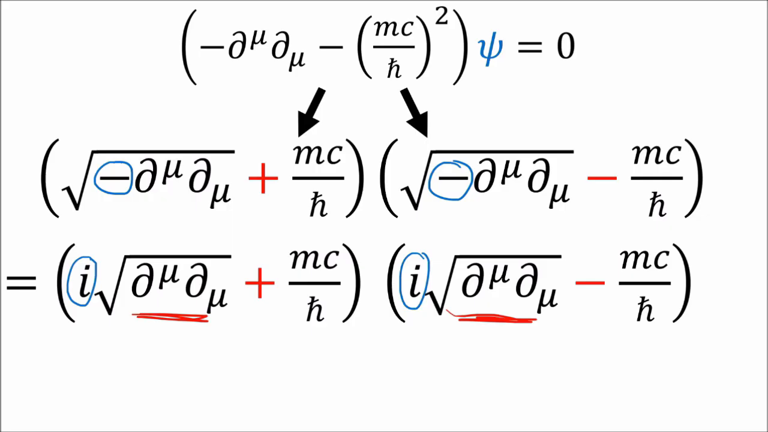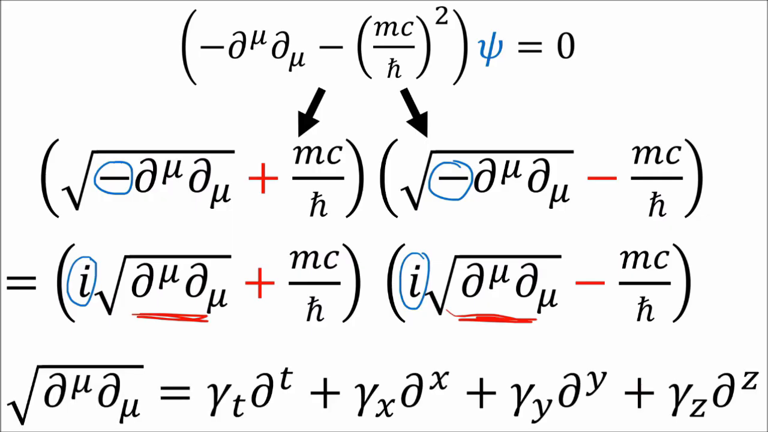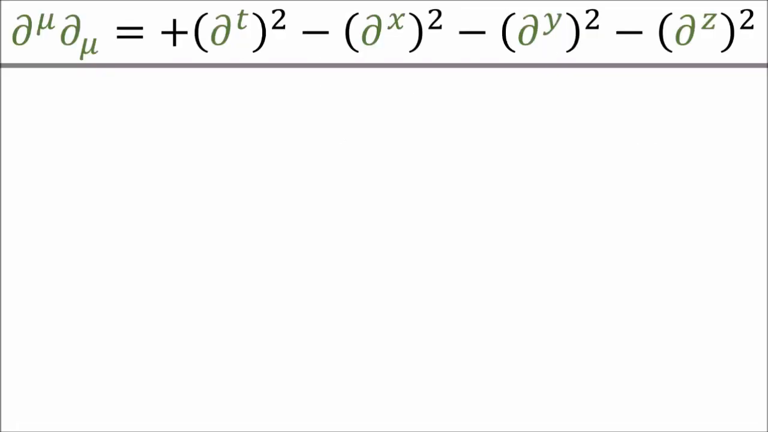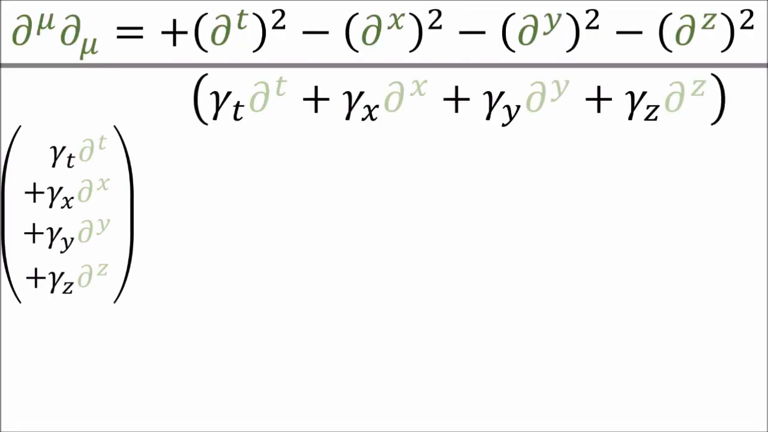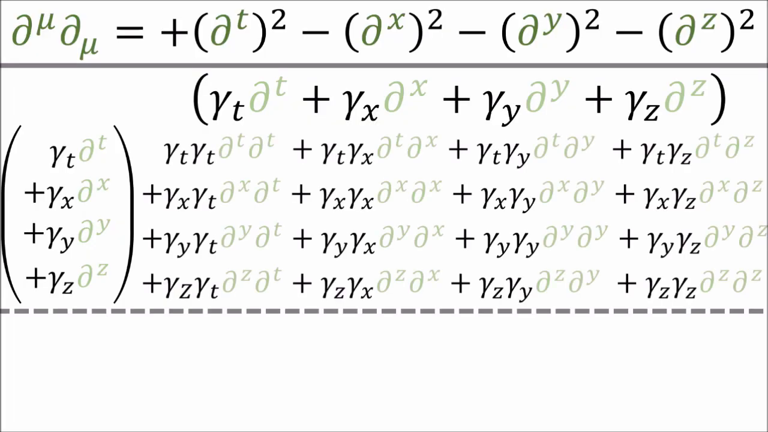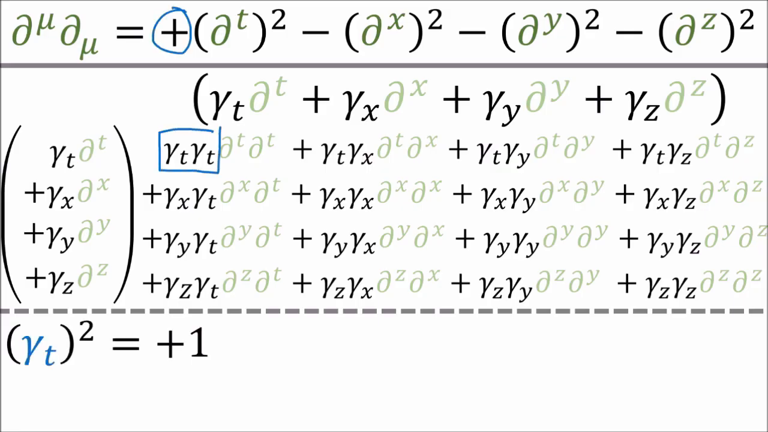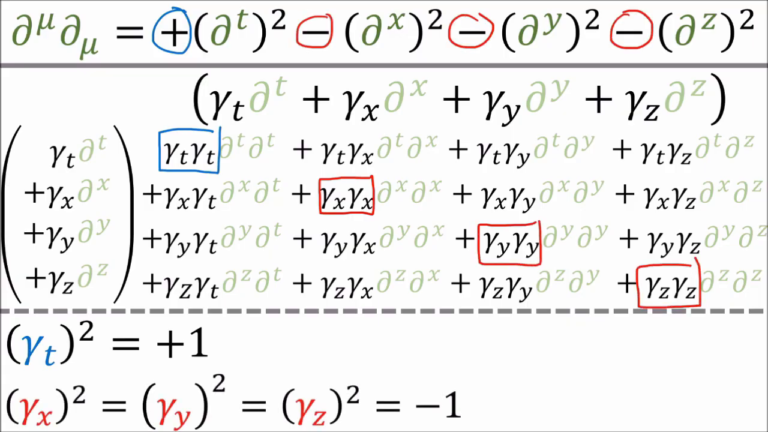Whatever this square root was, Dirac wrote it as a linear sum of first derivatives with unknown gamma coefficients in front. Following this assumption, if we multiply these two linear sums back together, the resulting 16 terms should match the original derivative operator. This means gamma t must square to +1, gammas x, y, and z must square to -1, and all the other terms must go to 0.